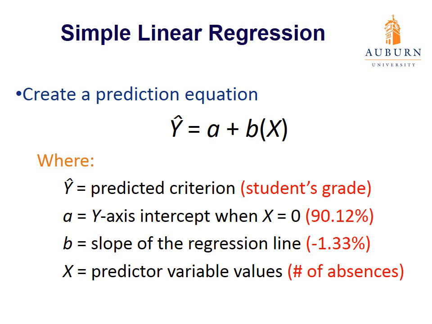And then x is our predictor variable. In this case, it's the number of absences. So we can take the number of absences a student has, multiply it by the percent decrease we would expect, in this case 1.33%, and then add that value to our y-axis intercept when we expect there to be no absences, in this case 90.12%. So we end up with a prediction equation that is y hat equals 90.12% plus a negative 1.33% times the number of absences.